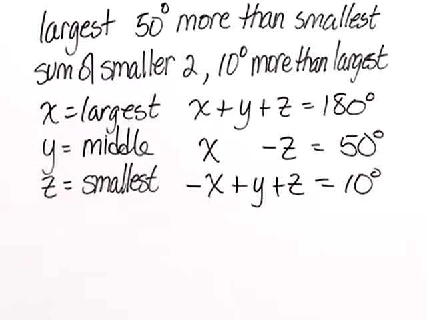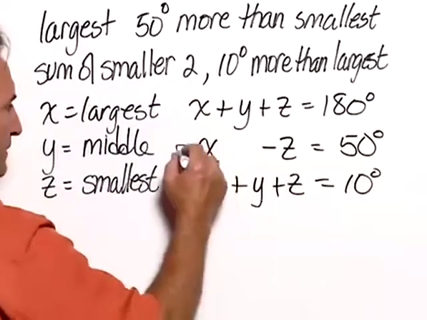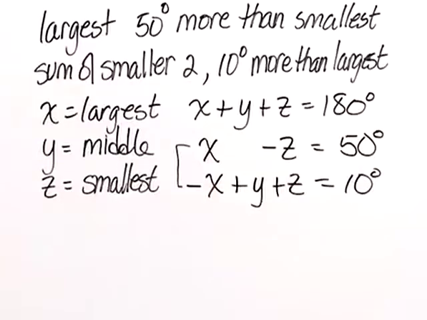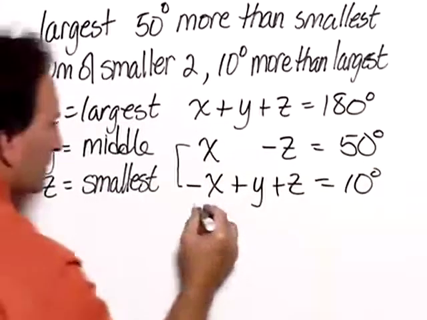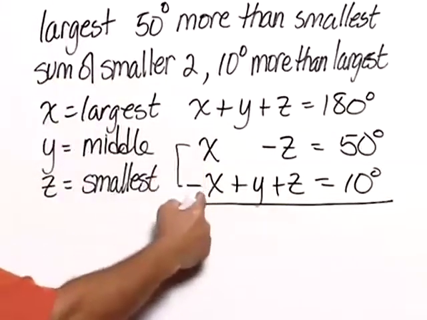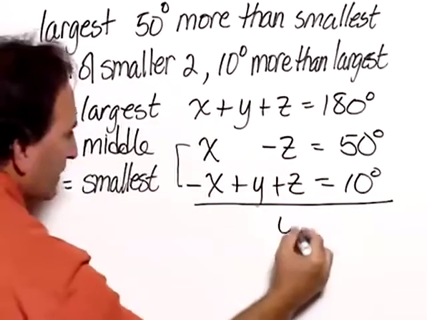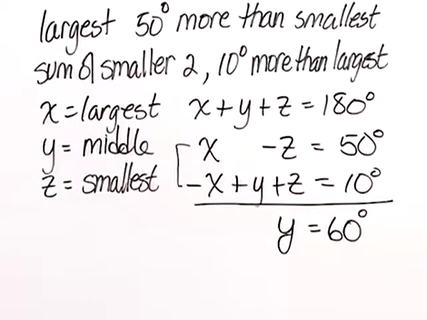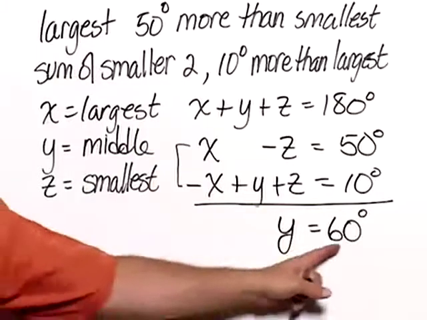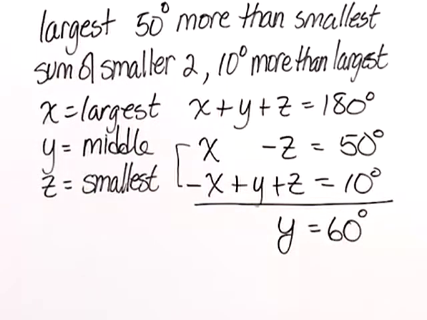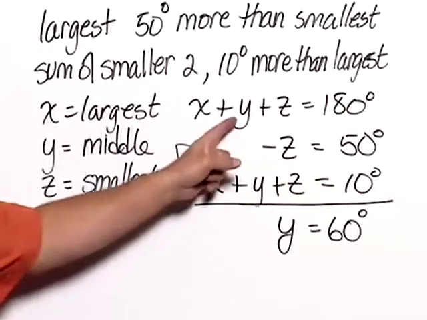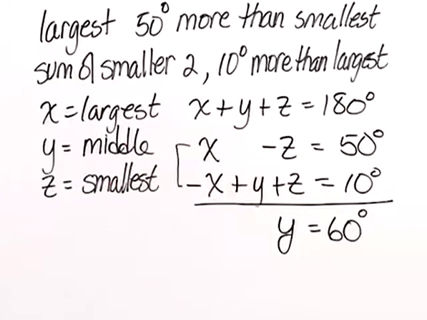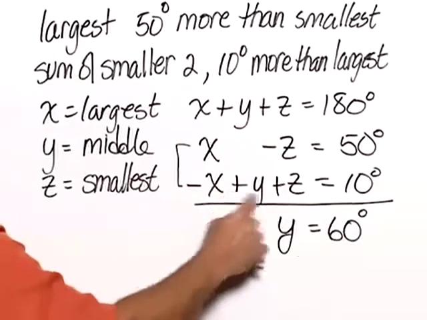Interestingly enough, if we take these two equations, equation number 2 and 3, and we add them together, the x's will be eliminated, the z's will be eliminated, and we'll get y is equal to 60 degrees. Well, that's great because we now have the value of y, and we can substitute that value of y into this equation and into this equation. Because then what will happen is we will only have z values.